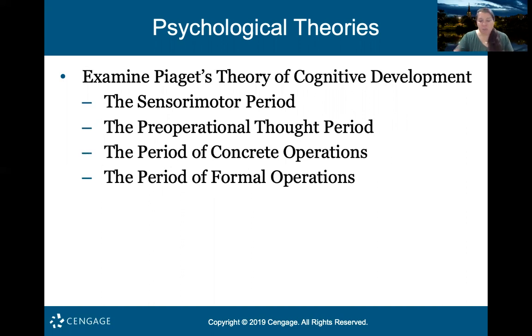The textbook also goes into more information about Piaget, Piaget's theory of cognitive development. He has several different periods for children: the sensory motor period, the pre-operational thought period, the period of concrete operations, and the period of formal operations. I would definitely familiarize yourself with those terms, and maybe think of an example for each of them as well.